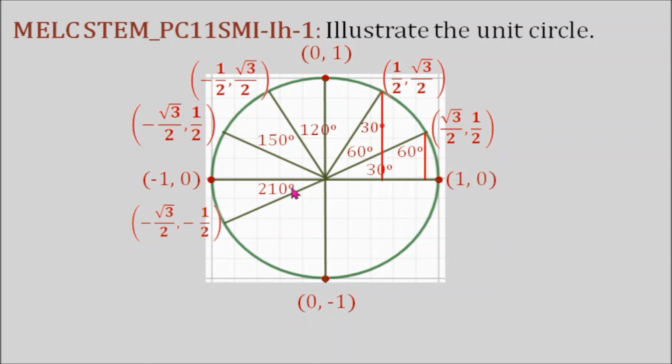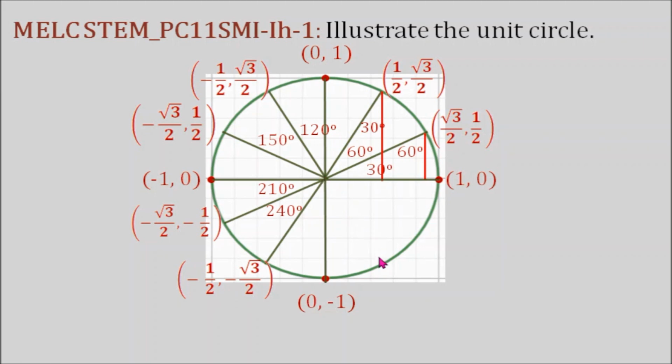How about the coordinates of the terminal point here? It's 210 degrees. They have the same values with this, except that our y is negative because it's below the x-axis. So the coordinates are negative square root of 3 over 2 and negative 1 over 2. How about if our terminal point is somewhere here? That's 240 degrees. So the coordinates are negative 1/2 and negative square root of 3 over 2.